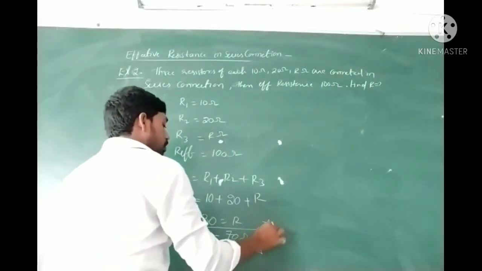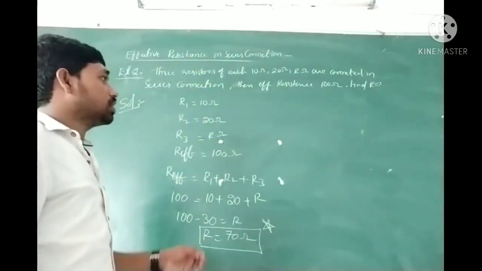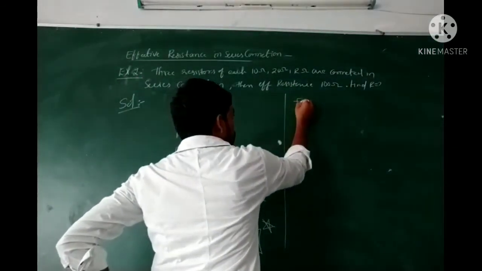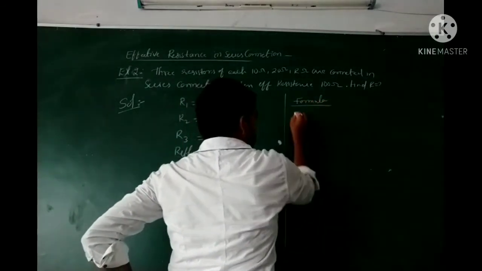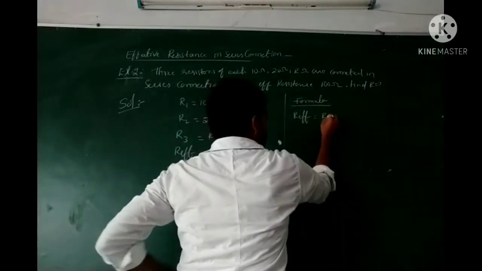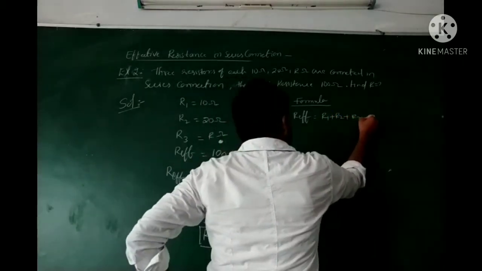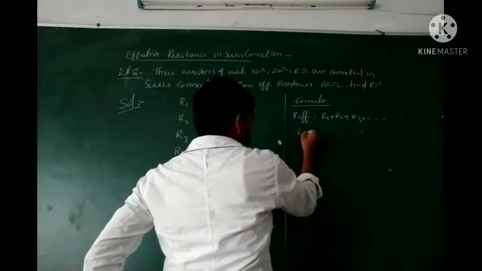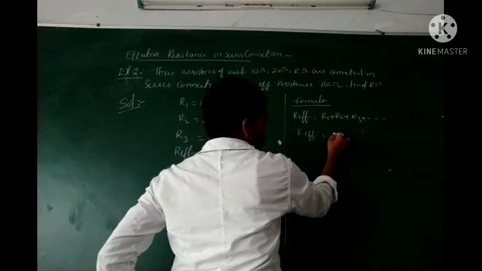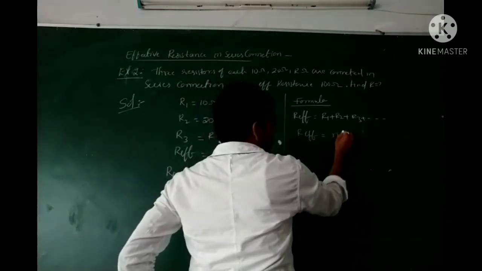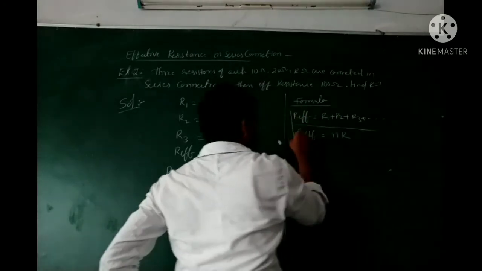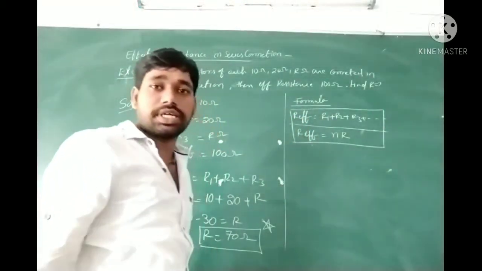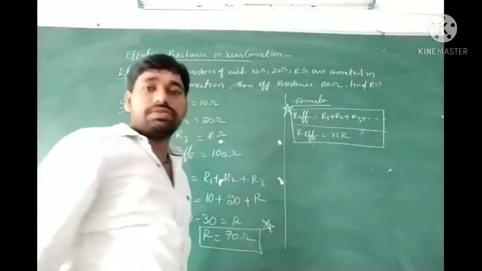So this is how we solve problems in a series connection. Questions can be asked on only two formulas. One formula is, in a series connection, R effective is equal to R1 plus R2 plus R3 and so on. Another formula is R effective is equal to N into R, if there are N equal resistors. These are the two formulas used to calculate any series connection of resistors. With these two formulas, we can solve any question.